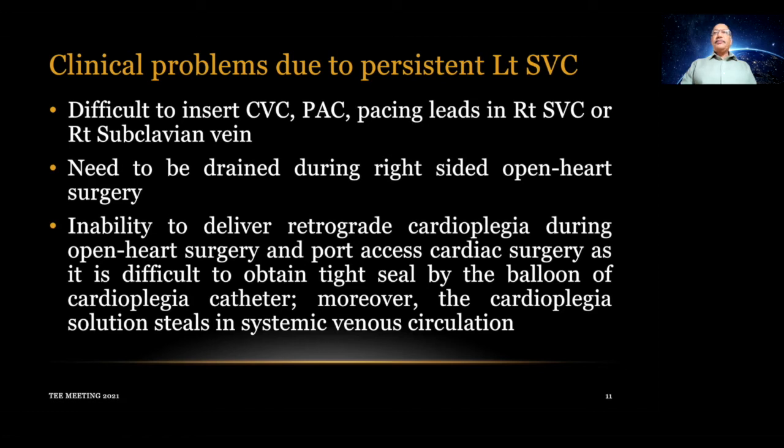From the surgical point of view, since the left SVC joins the coronary sinus and opens into the right atrium, that simply means that during the conduct of cardiopulmonary bypass, the left SVC will continue to drain into the right atrium, and it will flood the field, and it will be difficult to operate, particularly the procedures done on the right side of the heart.